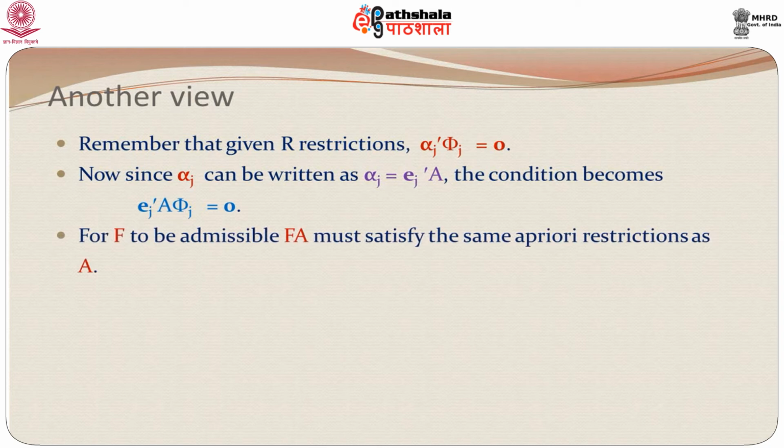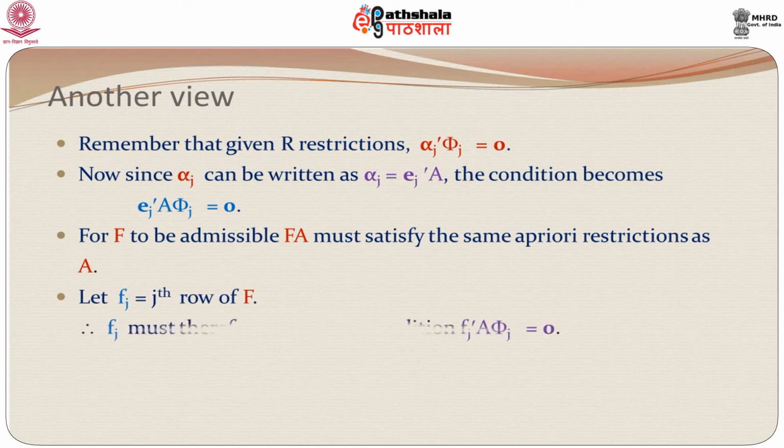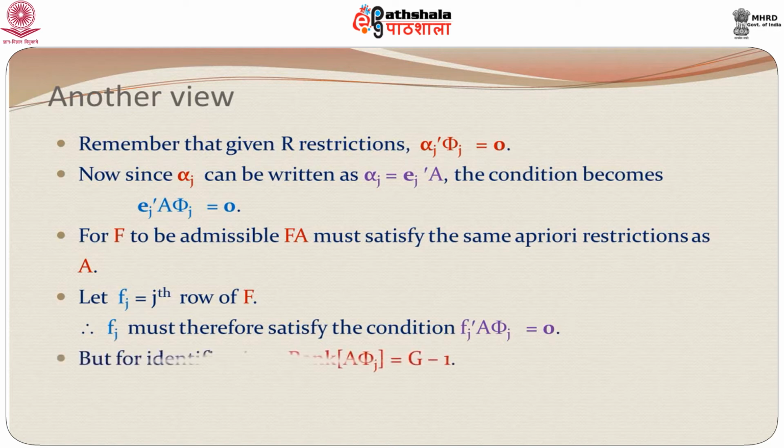Now, remember, for F to be admissible, F A must satisfy the same a priori restrictions as A. So, what are the restrictions we have on A? Alpha j prime phi j is equal to 0. Let F j be the jth row of F. So, F j must satisfy the same conditions. F j prime A phi j must be equal to 0. But for identification, rank of A phi j is equal to G minus 1.